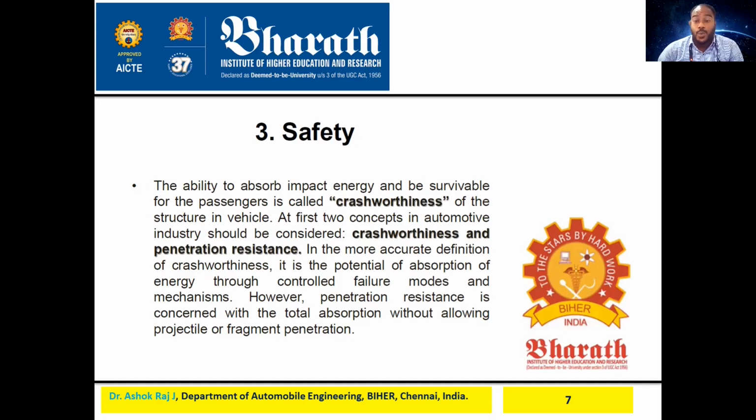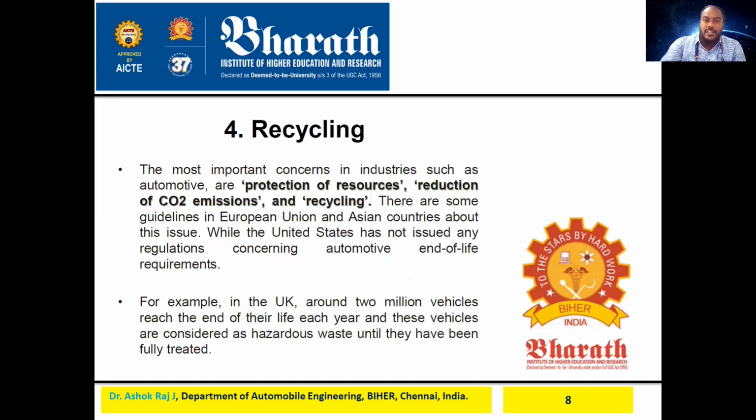The first two concepts of the automobile industry should be crashworthiness and penetration resistance. The more accurate definition of crashworthiness is the potential to absorb energy through controlled failure modes and mechanisms. If any load acts and an accident happens, it should be controlled. That is crashworthiness. However, penetration resistance is concerned with total absorption without allowing projectile fragments to penetrate. That is called penetration resistance.